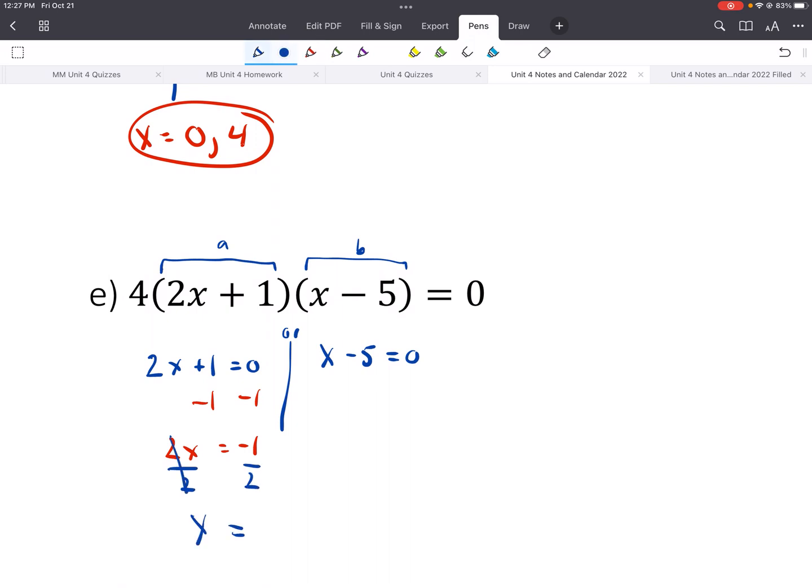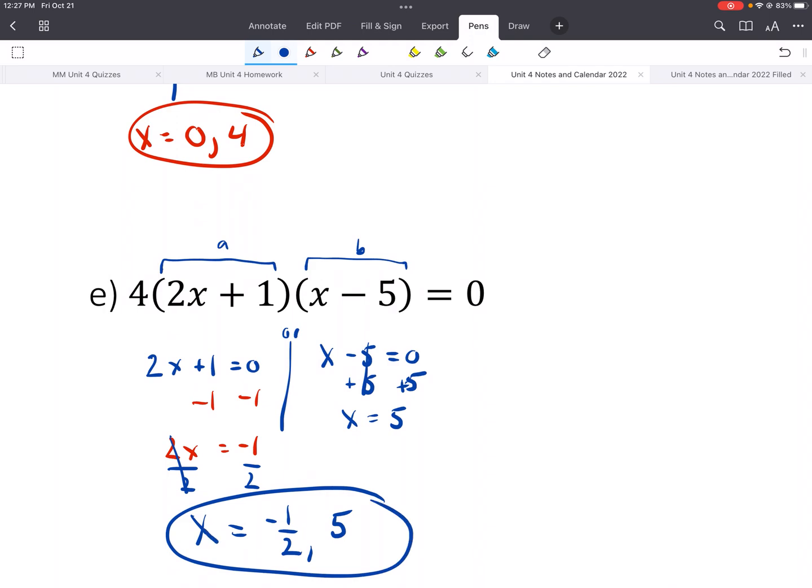So x equals negative 1/2, or we could add 5, and we just get x equals 5. So our other solution would be 5. Okay? So please, if you're ever stuck, just set it equal to 0 and solve.